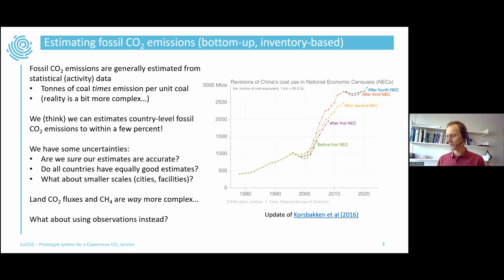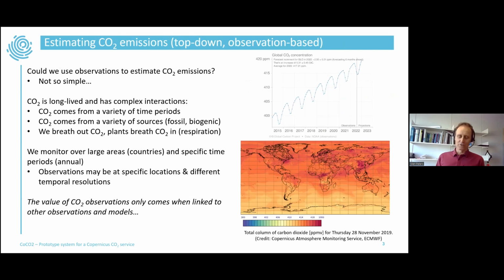How can we use observations? Can we use observations to estimate CO2 emissions? Well, and I guess methane and so on. Short answer, one way you could say it is yes, but it's not so simple, or there's a lot of uncertainties involved. And if you look at the top figure there to the right-hand side, that's CO2 concentration in the atmosphere, globally averaged. We can estimate that very accurately to within a couple of decimal places.